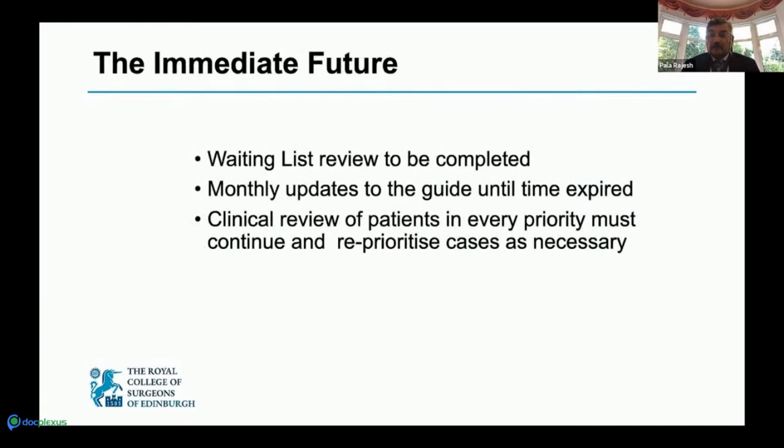So the immediate future for us in the United Kingdom is to complete our waiting list review. This will happen at trust level, and this will happen at specialty level in the trust. Now, monthly updates to this guide, which I understand has been put forward to NICE. However, this will not be a mandatory guideline, but this is until such time as we get over the COVID crisis. The clinical review of patients in every priority must continue, and we need to reprioritize these cases as and when we think it is necessary.